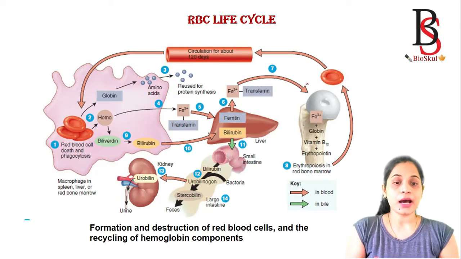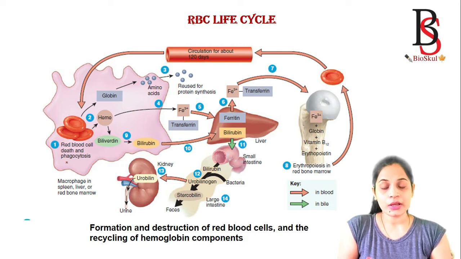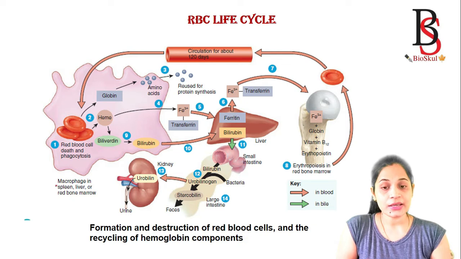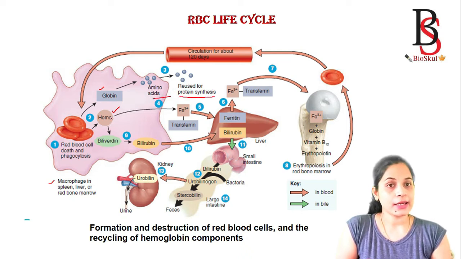Now we will see the RBC life cycle. The red blood cells which are ruptured or worn out are phagocytized by the macrophages in the spleen, liver and red bone marrow. Then the red blood cell splits apart into heme and globin. The globin is further broken down into amino acids, which are used for protein synthesis. From the heme molecule, the iron is separated, and in the bloodstream it combines with a plasma protein known as transferrin.